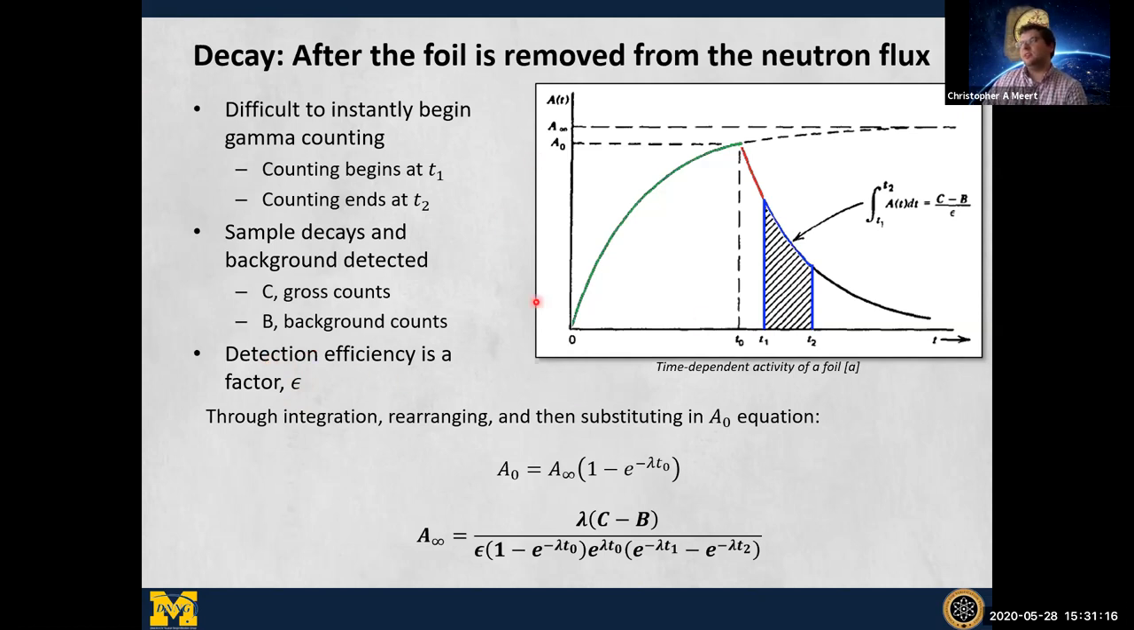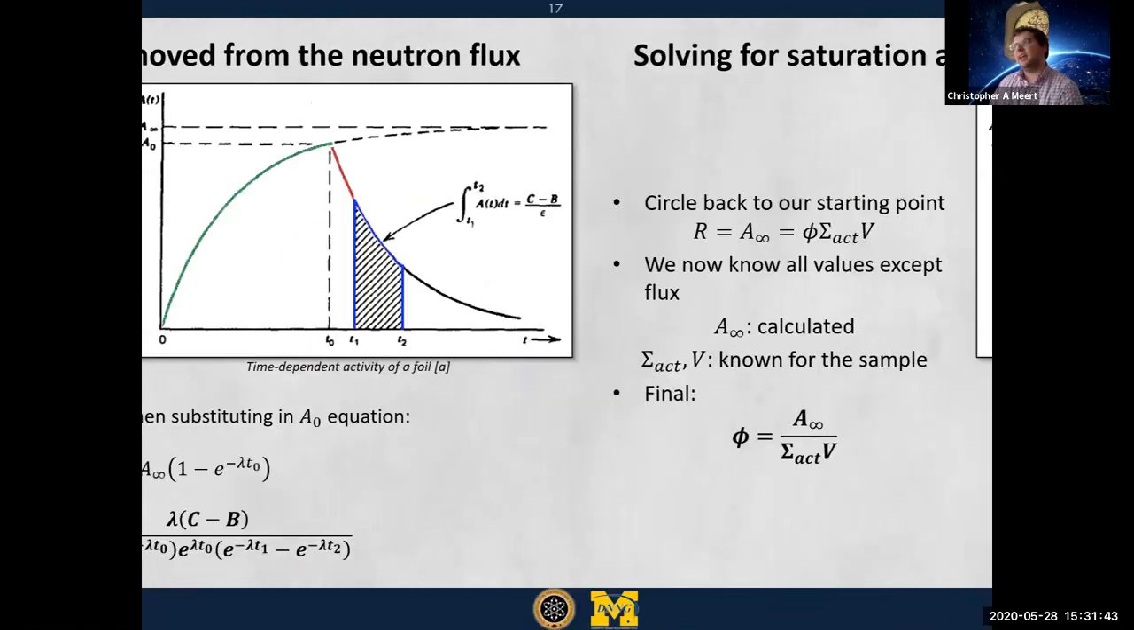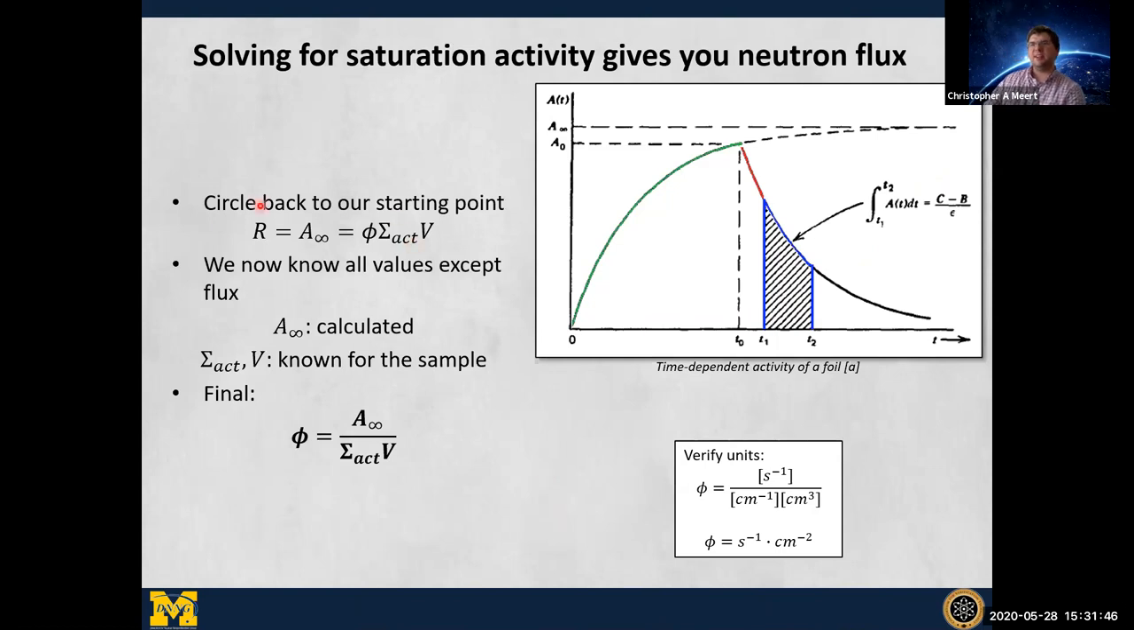And then we can just use the equations, like in this case, this is an example from the Null book, to solve for your activity at time zero. We don't know the activity at time zero, but we can use this counting equation between our time start and time stop. We can look at our observed counts, our background counts, and solve for the saturation activity. And then with that saturation activity, we plug that back into the first equation we started with, rearrange to solve for flux, and that's what we solve.